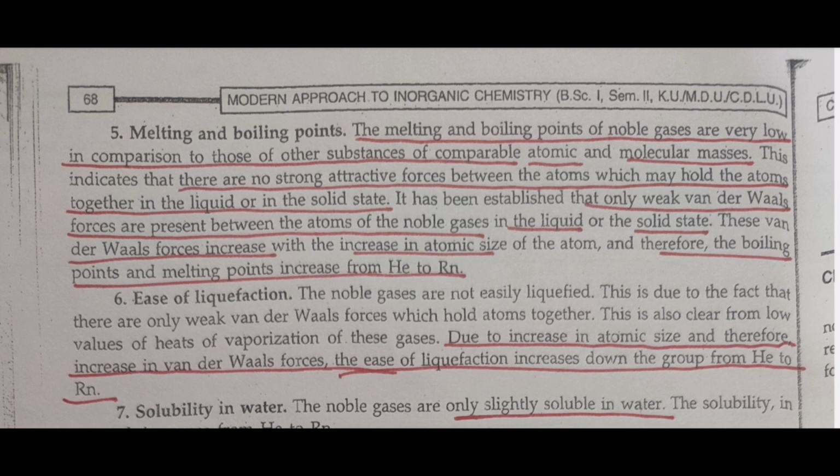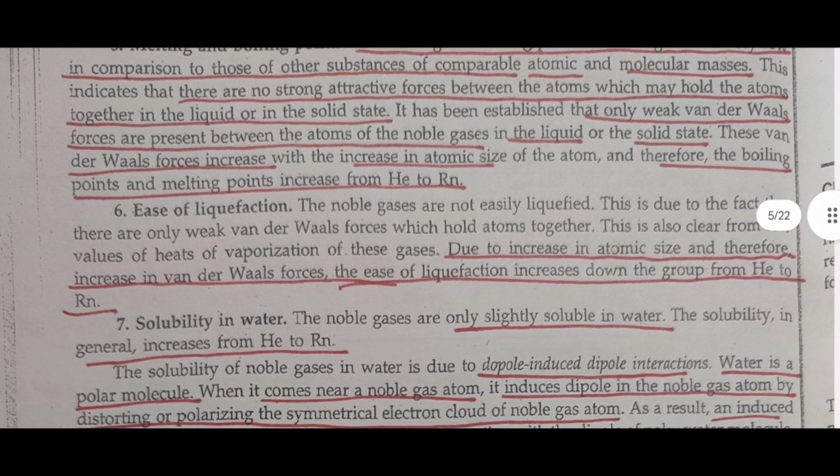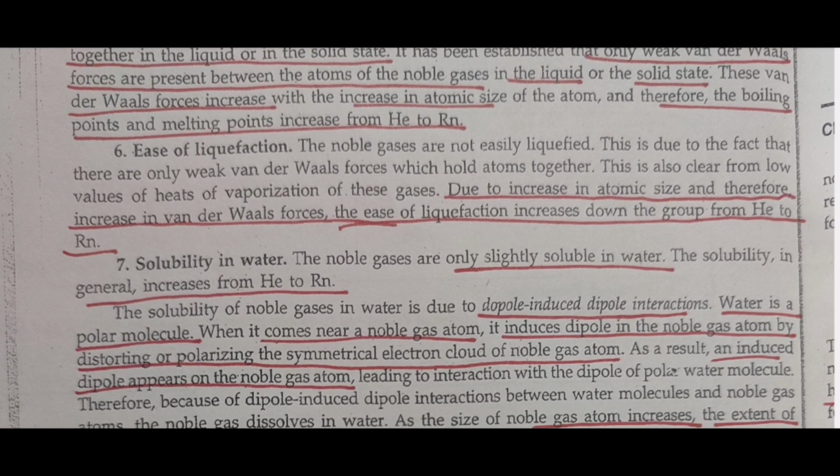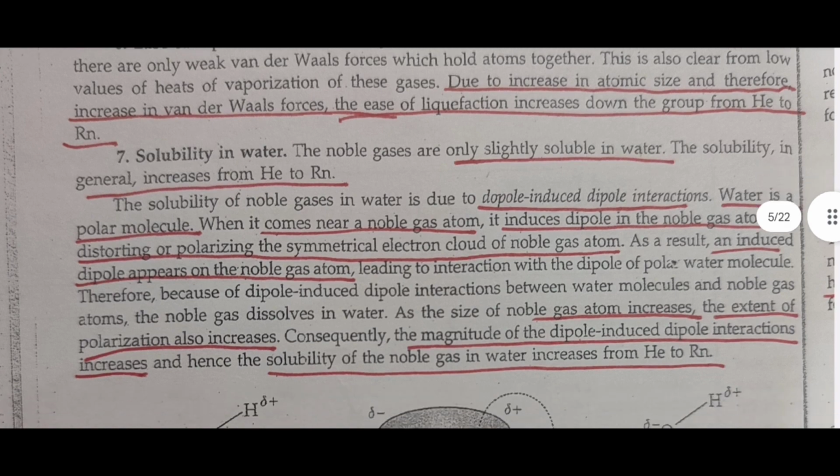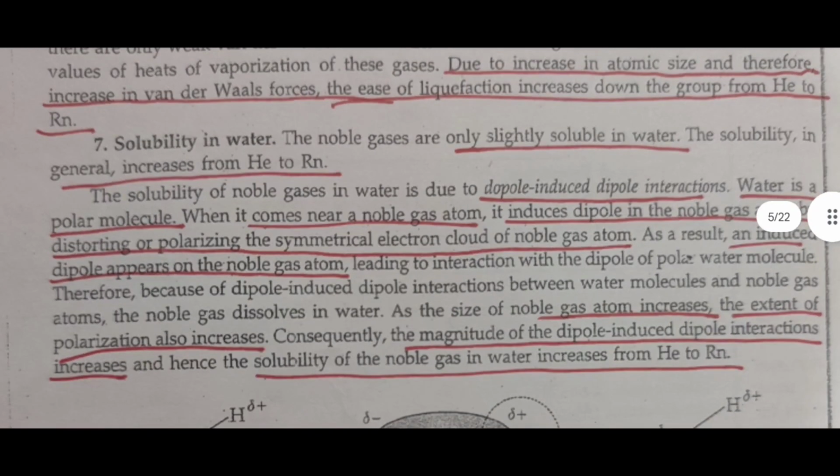Electron affinity. Due to the stable ns2np6 electronic configuration, the noble gas atoms have no tendency to accept an additional electron. Therefore, their electron affinities are nearly zero. Melting and boiling point: the melting and boiling points of noble gases are very low in comparison to those of other substances of comparable atomic and molecular masses.